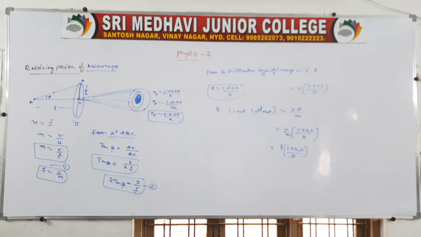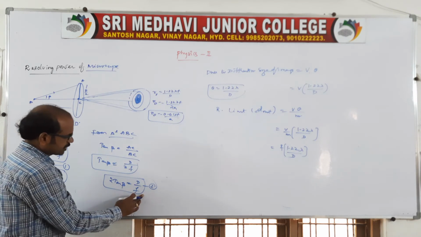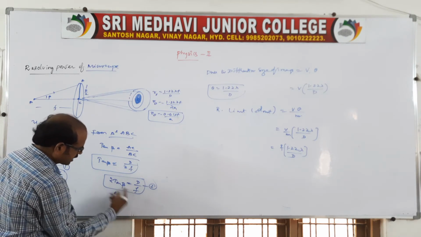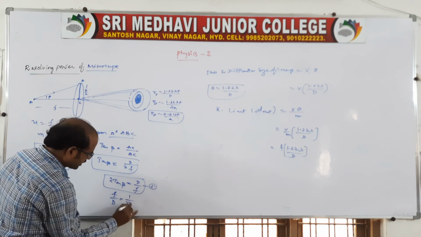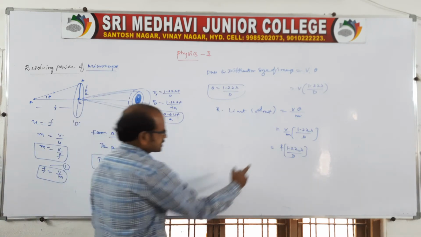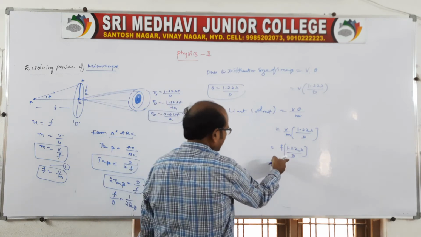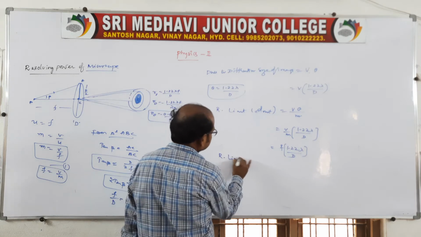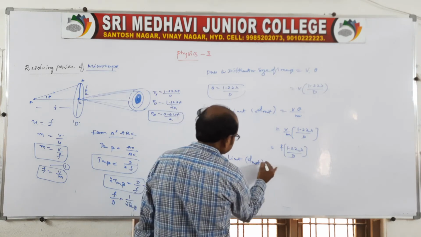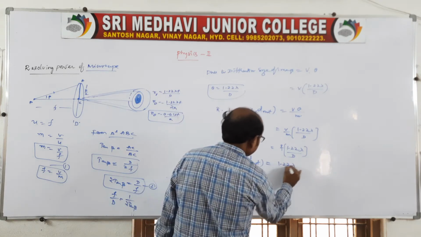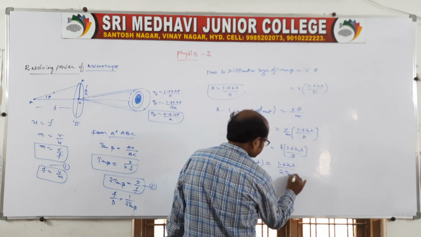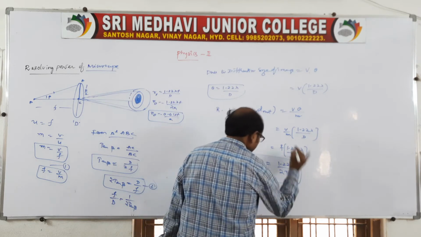But here you know one thing, here f by d is there in this. From the two expressions, actually f by d we require, so that f by d is equal to, cross multiplying, 1 by 2 tan beta. So instead of f by d, here you write 2 tan beta, so that the resolving limit will be d limit is equal to 1.22 lambda by 2 tan beta. This is about the resolving limit.